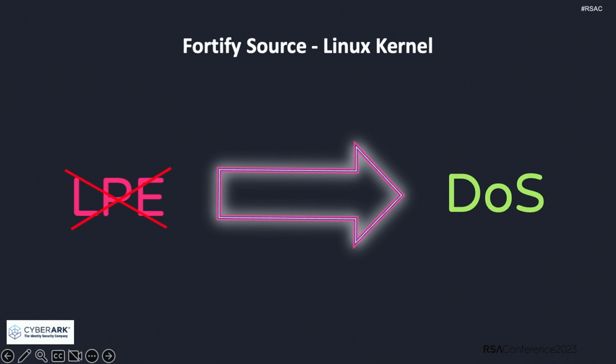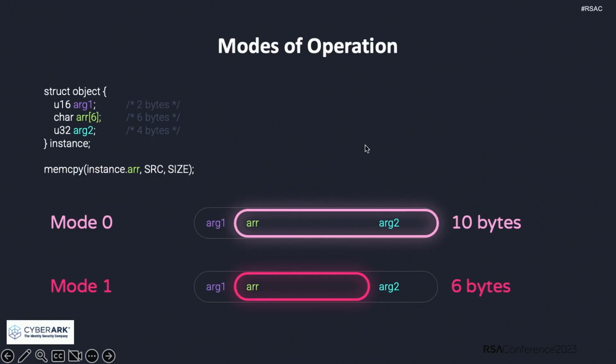Mode 0 aimed to detect stack overflows over an entire struct, while mode 1 aimed to detect buffer overflows or stack overflows even on a specific member of the struct. Let's have an example. Let's assume here that we have this instance struct that has 3 members underneath: arg1 in the size of 2 bytes, an array in the size of 6 bytes, and arg2 in the size of 4 bytes, followed by a memcpy operation on the array buffer.